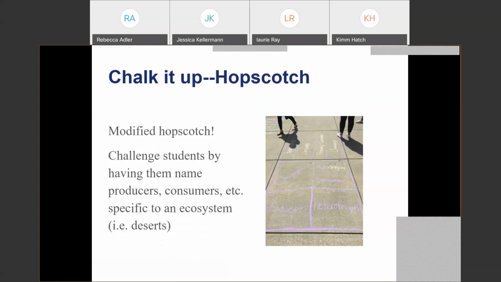This is just another example of hopscotch, but with words instead of numbers. So they might have to step on a certain word and either give examples of that word if it's a science word like producer or consumer, or it could be giving the definition through that hopscotch.